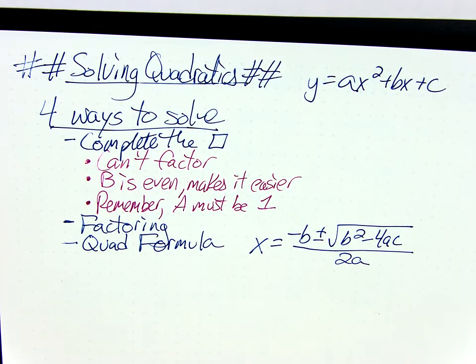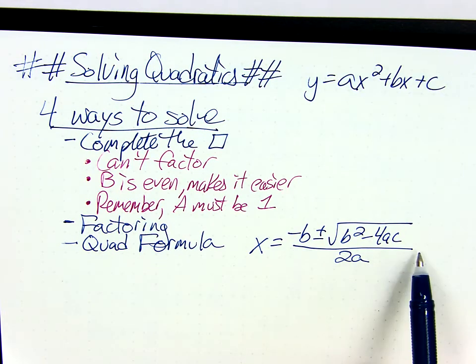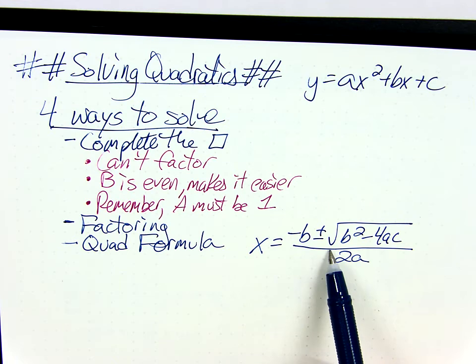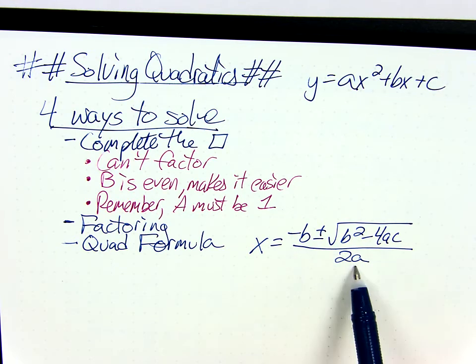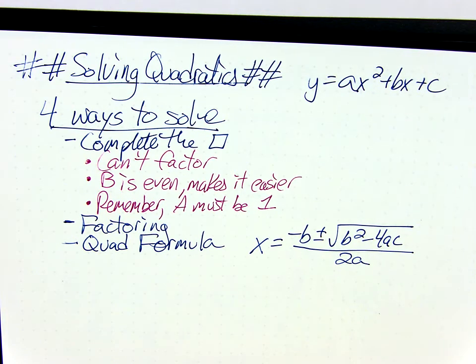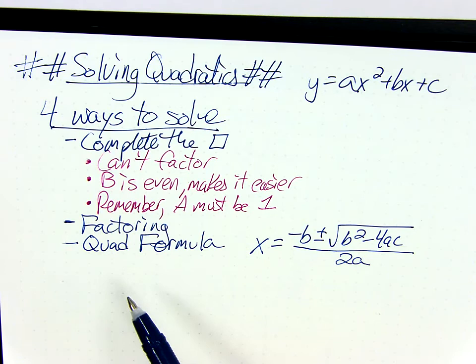So double check that you wrote it like I did. That fraction bar, make sure that it's over the whole thing. A lot of times kids mess up and they only put this over the 2a. That's not it. You have to have the whole thing over 2a. All right. So when should I be using quad formula? Honestly, that should be your last option.